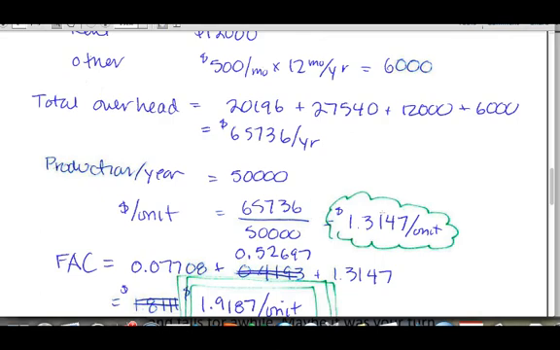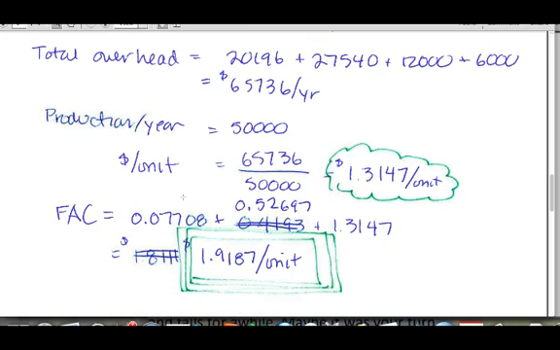This is the traditional method. So that gives me $1.31. So then I'm adding all of these values together, and I get $191.87 per part.